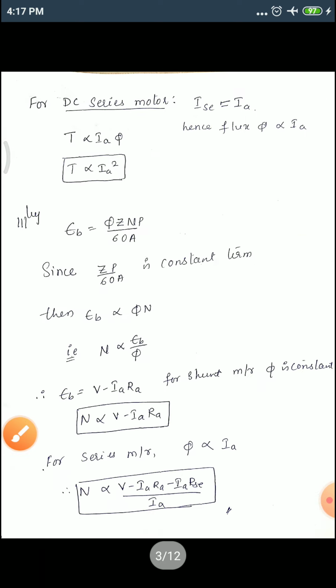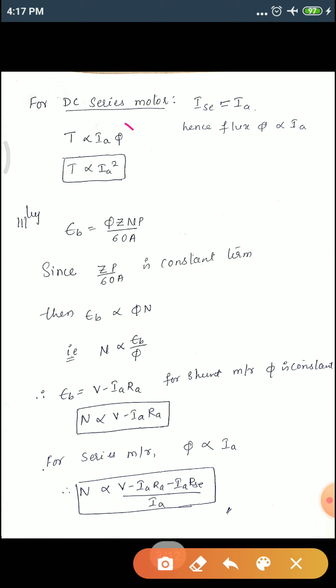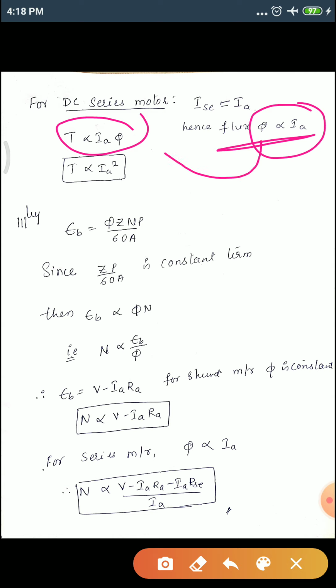And how about the series motor? T is proportional to Ia into phi, where flux is not constant here. It is proportional to the armature current. So in a DC series motor, if you substitute Ia in place of phi, then T will be proportional to Ia square. You are supposed to remember these formulas.